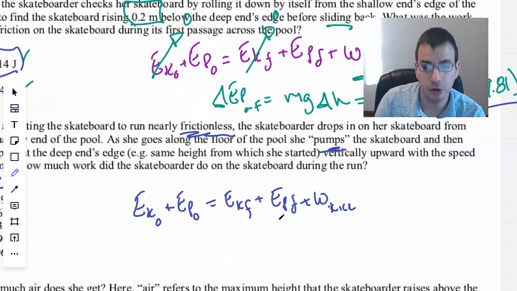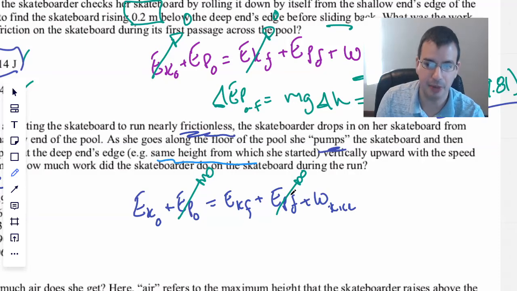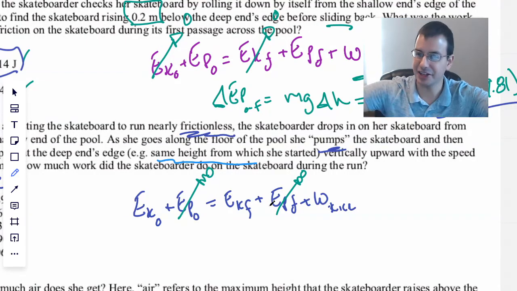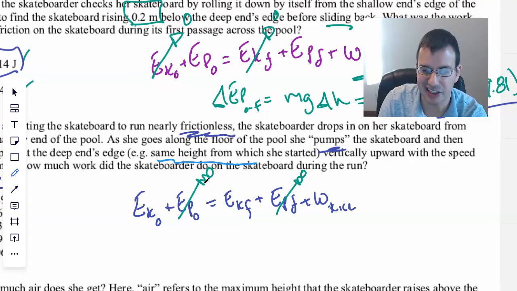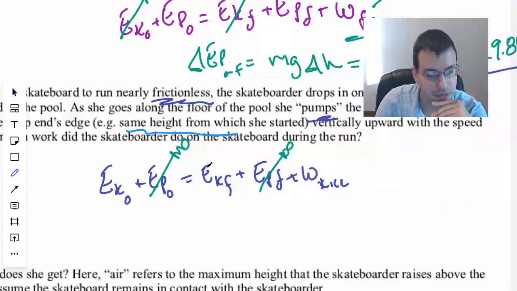Okay, so this says same height from which she started. So that same height there means that the change in potential energy will be 0. So this might be a number, that might be a number, but when those numbers combine, or when you subtract it from both sides, they cancel out. So they're not actually necessarily 0 themselves. Well, they could be if we said that the initial height was 0. So I'm good with that.